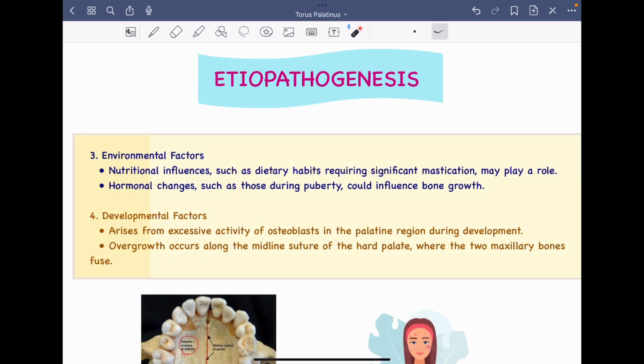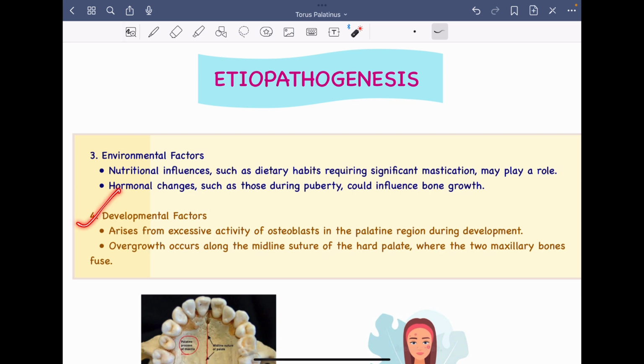So third point is environmental factors. Nutrition influences such as dietary influences which require significant amount of mastication. Whenever there is too much stress on the bone because of some or other type of diet, it will stimulate excess amount of bone growth, therefore it might lead to Torus palatinus. Apart from it, hormonal changes such as those which occur during puberty. Puberty is a period which is marked by rapid changes in the body, so it can also have some influence on the bone growth of the palate.